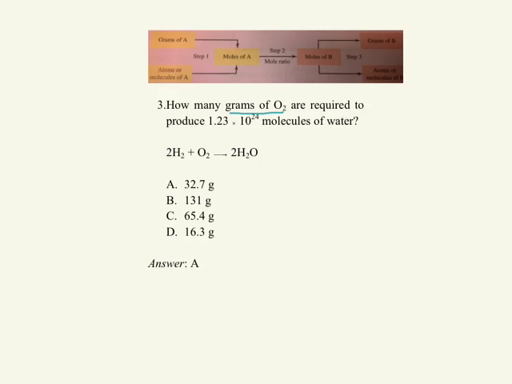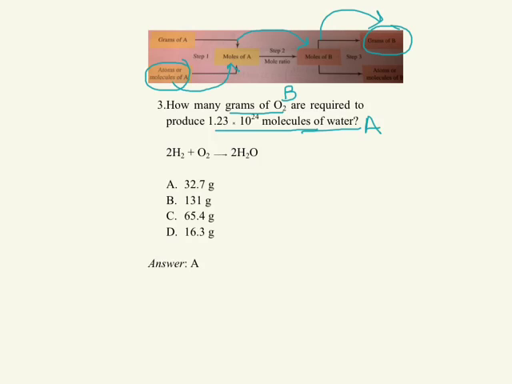Let's do one more problem. How many grams of oxygen are required to produce 1.23 times 10 to the 24th molecules of water? So what is given? Something is given about the water, and molecules of water are given. So let's say water is A, and what do you have to find out about? Something about oxygen. Oxygen is B. So molecules of A are given, and you have to find out grams of B. So how many steps? Step 1, step 2, and step 3.